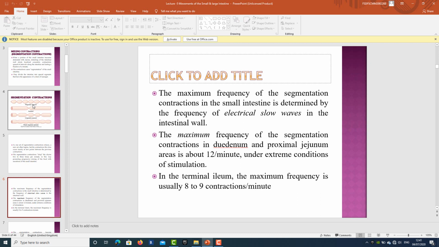The maximum frequency of the segmentation contractions in the small intestine is determined by the frequency of electrical slow waves in the intestinal wall. The maximum frequency of the segmentation contractions in the duodenum and proximal jejunum areas is about 12 per minute under extreme conditions of stimulation. In the terminal ileum, the maximum frequency is about 8 to 9 contractions per minute.